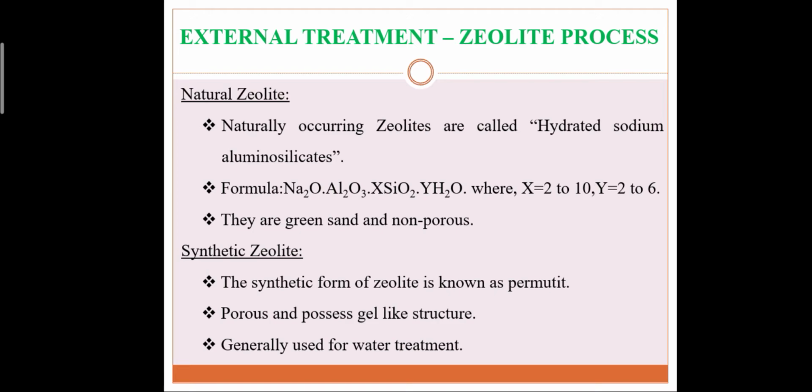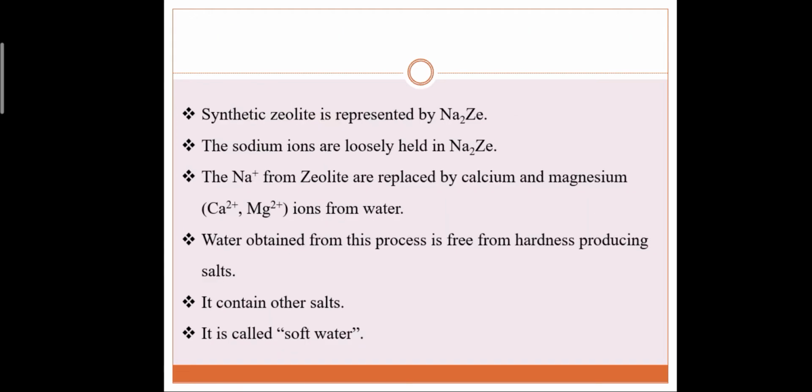The other type of zeolite, that is the synthetic form of zeolite, is known as permutit. They are porous and possess gel-like structure. It is generally used for water treatment. This type of zeolite is represented by Na2Ze.